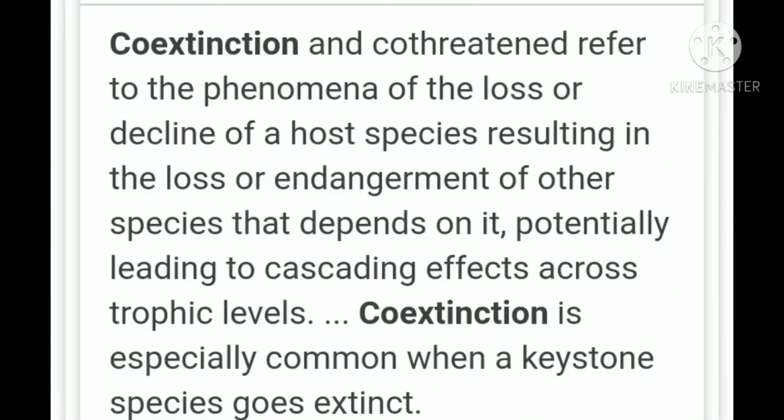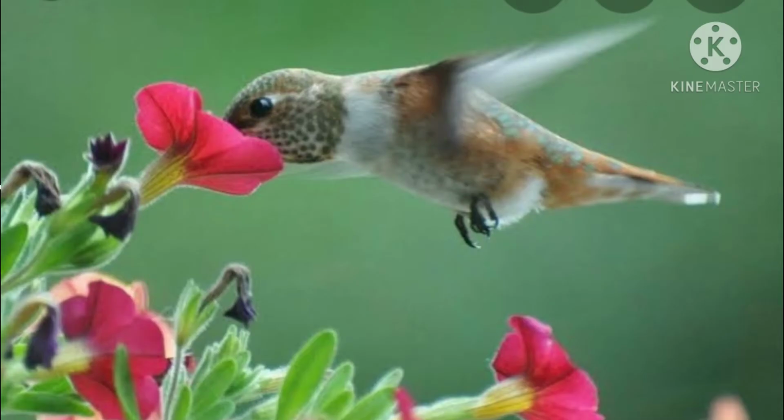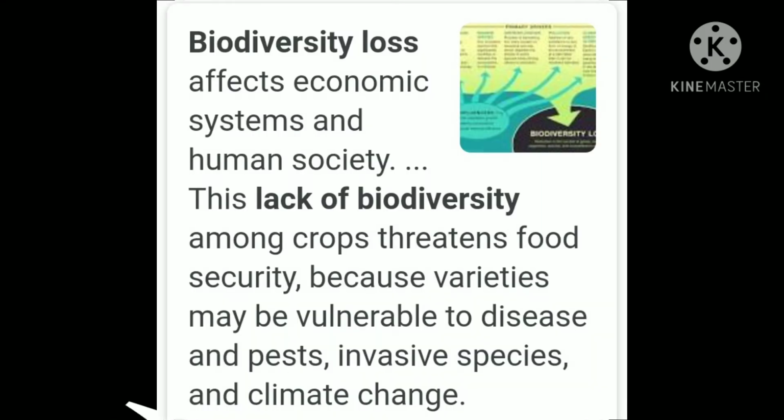Now I'm talking about coextinction. When a species becomes extinct, the plants and animals associated with it in an obligatory manner also become extinct. For example, if the host species becomes extinct, all those parasites exclusively found on it will also become extinct. In plant-pollinator mutualism, extinction of one results in the extinction of the other.